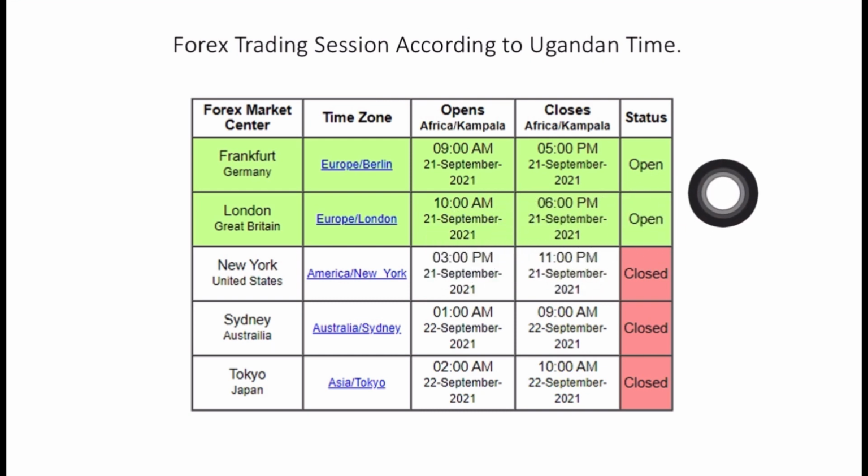The New York session opens at 3 p.m. in the evening and closes at 11 p.m. at night. The Sydney session opens at 1 a.m. in the morning and closes at 9 a.m. in the morning also. The Tokyo session opens at 2 a.m. in the morning and closes at 10 a.m. in the morning.